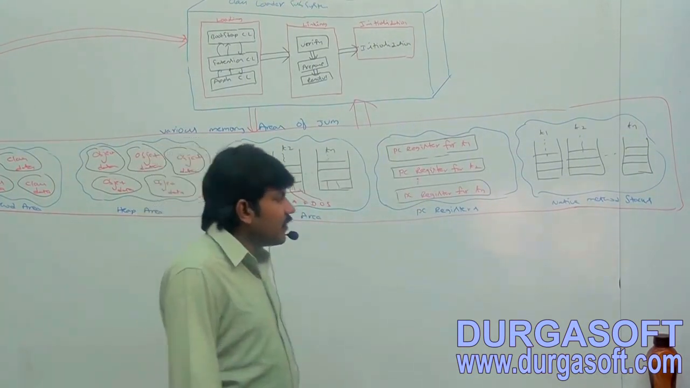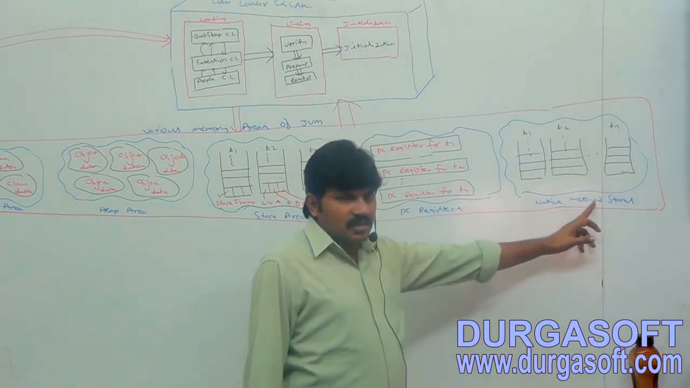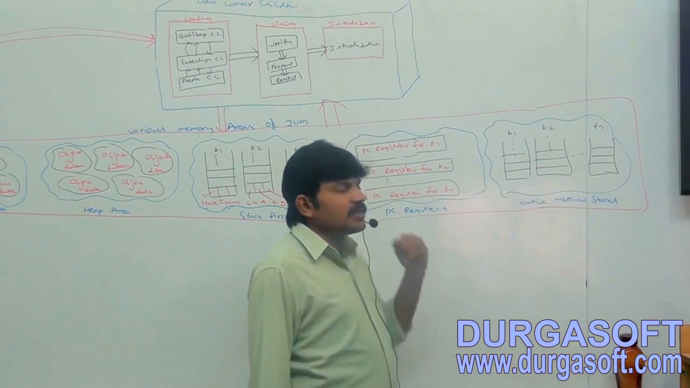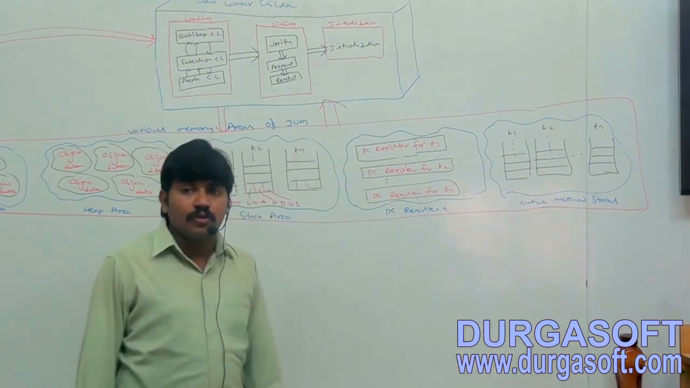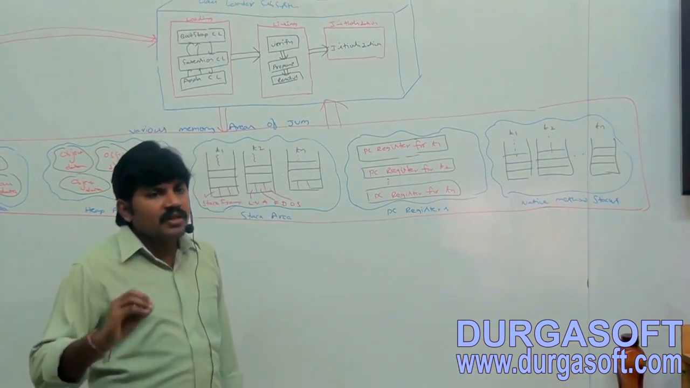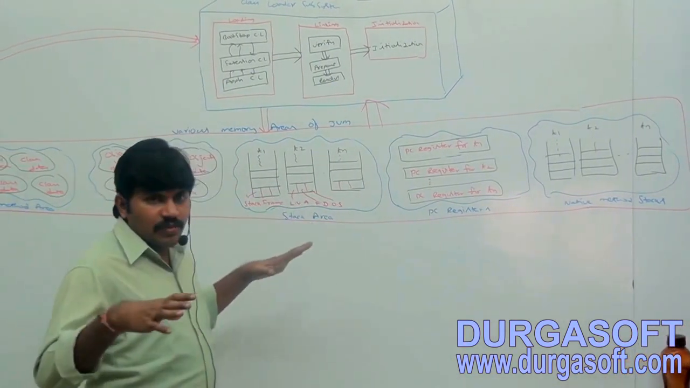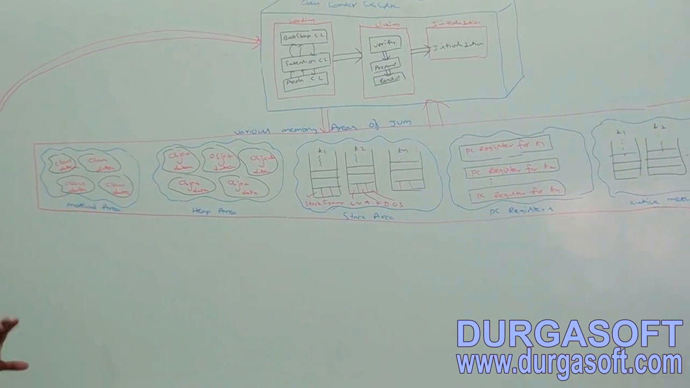And after that, native method stacks: for every thread, a separate runtime stack will be created to hold native method information. Is it clear for all of you? That's all. These are the various memory areas present inside the JVM.